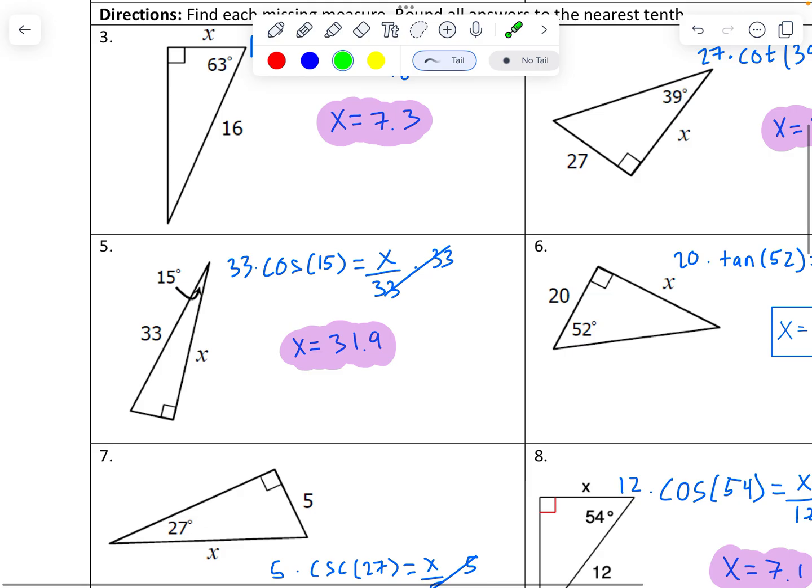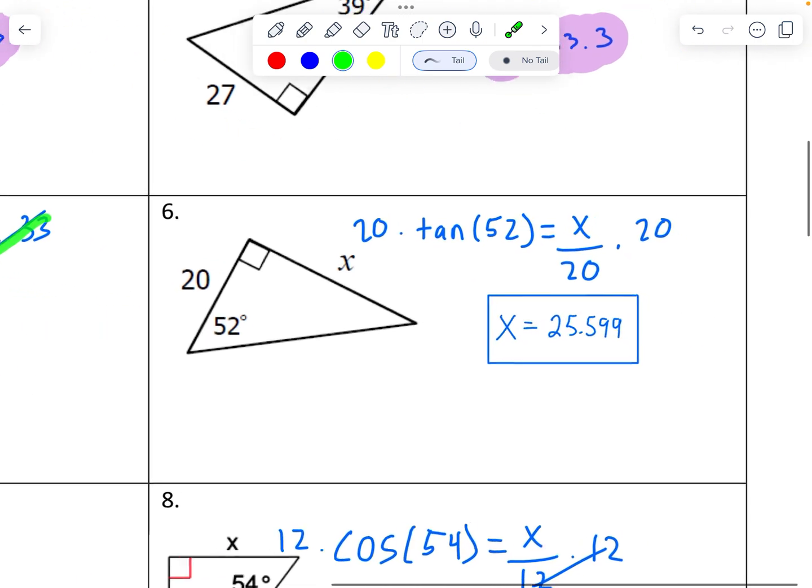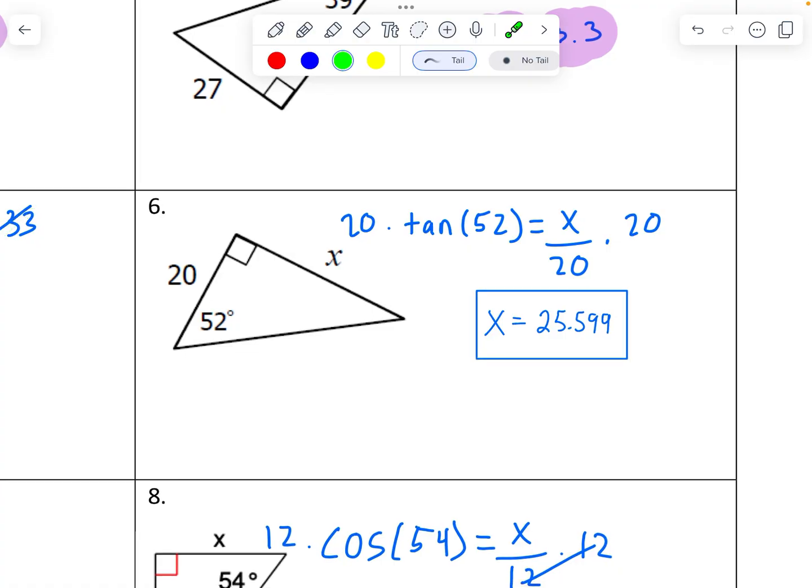Okay, and then over here, again, we have an angle measure. We have the adjacent and hypotenuse. So you set it up as cosine of 15 equals adjacent over hypotenuse, and then to solve, multiply both sides by 33. On number 6, we have compared to this angle, the opposite and the adjacent. So use tangent. So tangent of 52 is opposite over adjacent. Multiply both sides by 20 to get that answer.